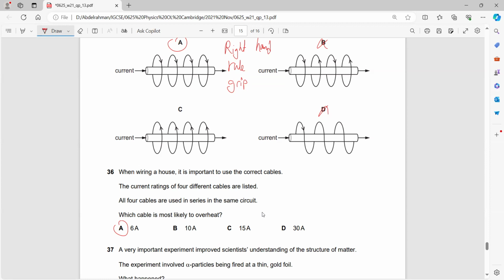What happens if a larger current passes through this cable? It will overheat. 6 amperes, 10 amperes, 15 amperes are the ratings of the cables. What do I mean by the ratings of the cables? I mean that these are the maximum currents that can pass through these cables. Currents above these ratings would cause these cables to melt, would cause these cables to overheat.